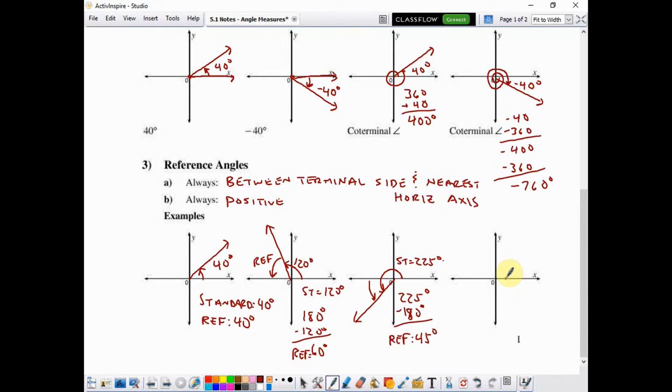How about one that's 330 degrees? So the standard angle is 330 degrees. What's the reference angle? That's this one right here. And I can get that by subtracting 330 from 360. 360 degrees minus 330 degrees gives me a reference angle of 30 degrees.